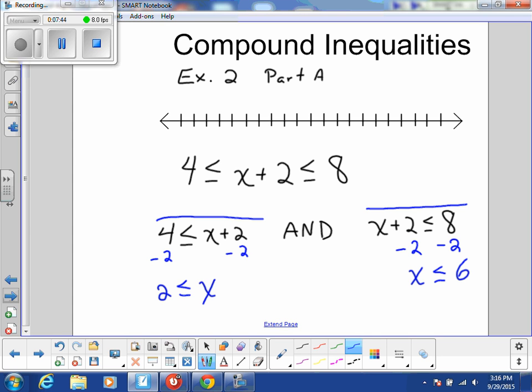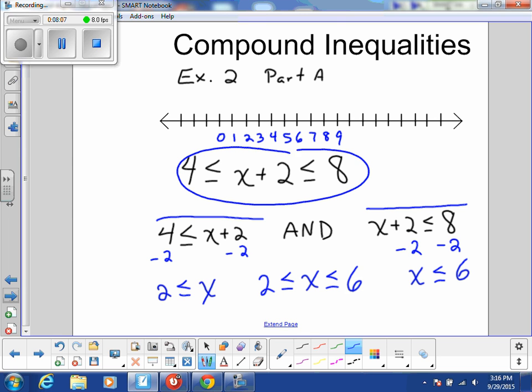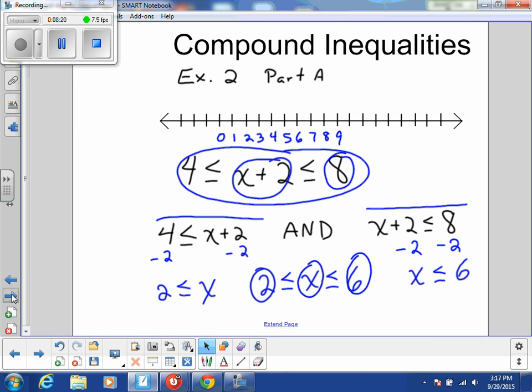So on my number line, let's say we got 0, 1, 2, 3, 4, 5, 6, and I'll go on 7, 8, 9, have a few more points here. This really means 2 is less than or equal to x, which is less than or equal to 6. All I did was take this inequality, subtract 2 from all 3 parts. That's how 4 became 2. X plus 2 became x, because I took 2 away. And 8 becomes 6, because I took 2 away there also.